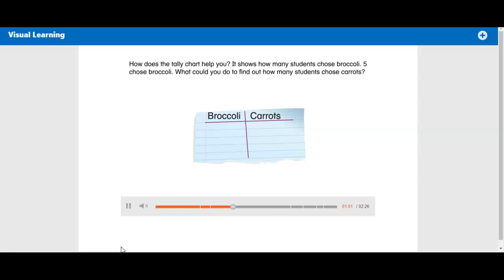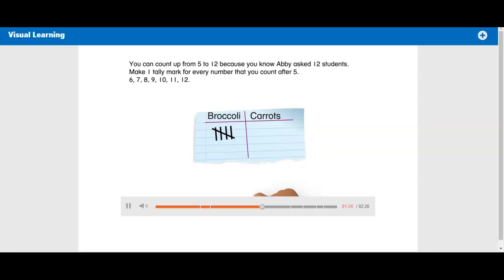How does the tally chart help you? It shows how many students chose broccoli. 5 chose broccoli. What could you do to find out how many students chose carrots? You can count up from 5 to 12 because you know Abby asked 12 students. Make one tally mark for every number that you count after 5. 6, 7, 8, 9, 10, 11, 12.